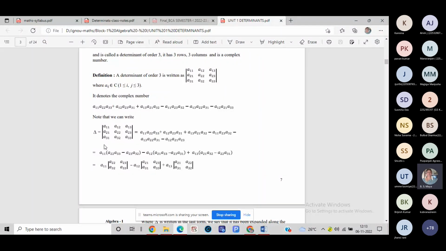If it is 3, the determinant is called order 3. You have 3 rows, 3 columns. So it is always represented as equal to 0.